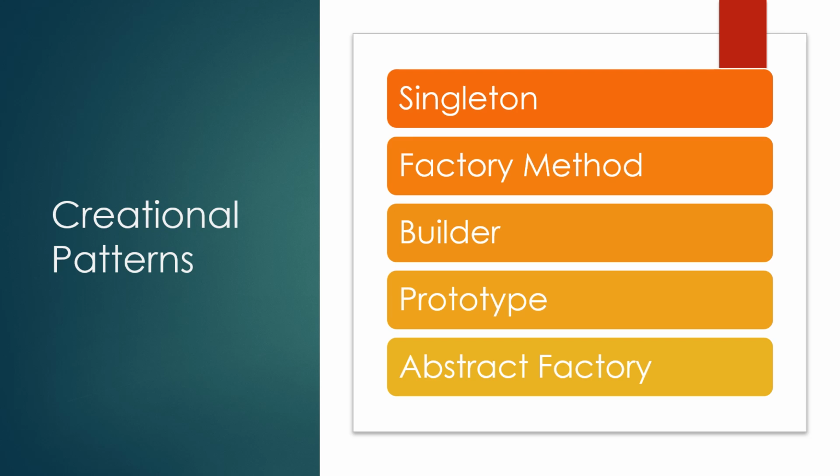Abstract factory. Description. Provides an interface for creating families of related or dependent objects without specifying their concrete classes. Guidelines. Define an abstract factory interface with methods for creating each type of product. Implement concrete factory classes for each product family, encapsulating the creation logic.